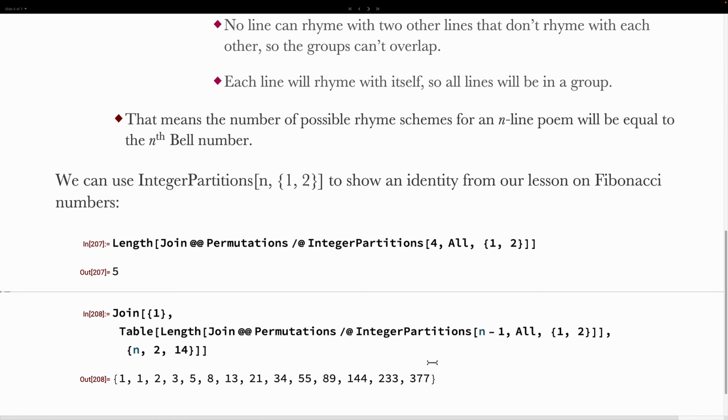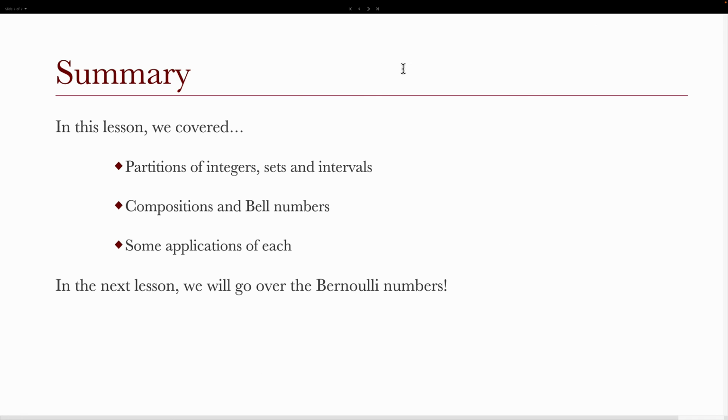I think my favorite thing in different math problems is when something appears completely out of nowhere, or not out of nowhere, but in a way that's not specifically intuitive. So it's really cool to me that we can pull the Fibonacci sequence out of just different integer partitions and different permutations of those partitions.